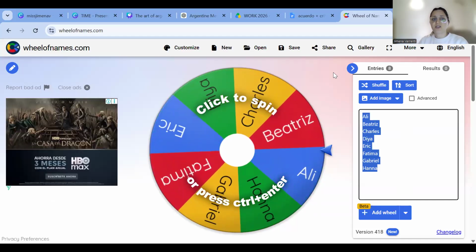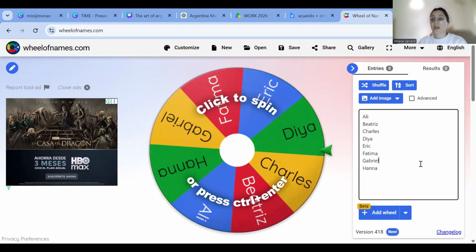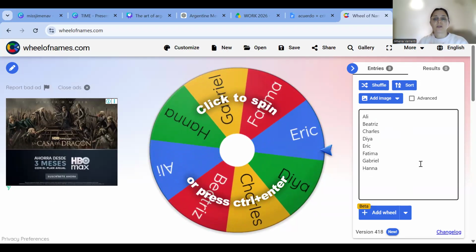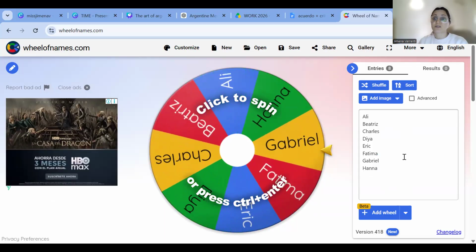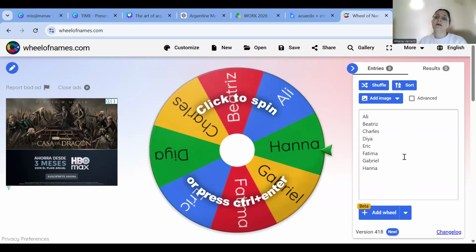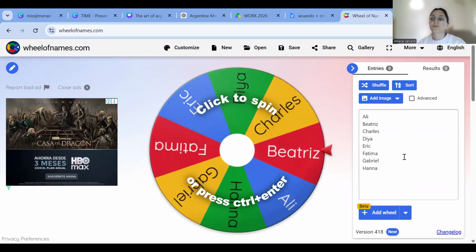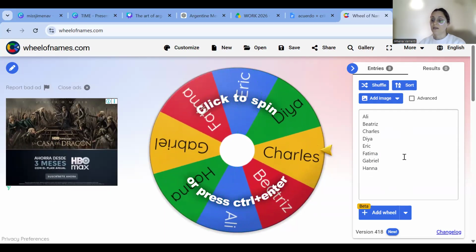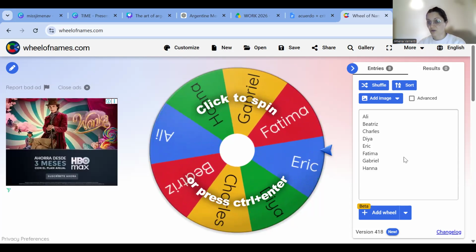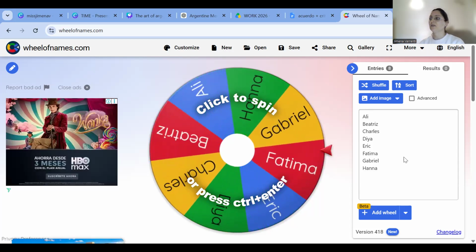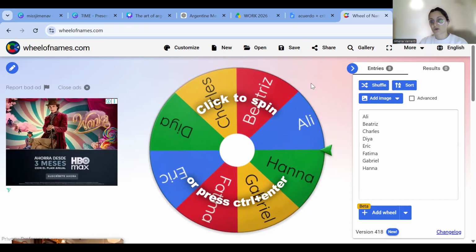I really like this page, Wheel of Names. You can log in and save all your wheels of names. So you type the names of your students here and then you spin the wheel, and my students know that if their name appears on the wheel of names, they will have to shout out the answer. This works really well. My students are between 12 and 18 years old and they love the wheel of names. So I really recommend you this web page or this resource.